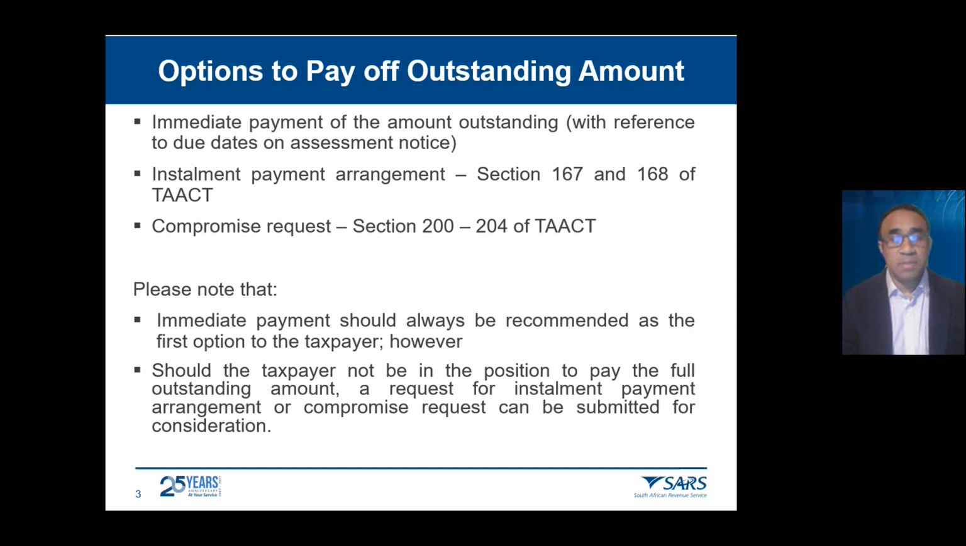If they don't use the correct payment reference number and the correct tax reference numbers, then the payment is going to be allocated incorrectly. And what will happen is that the amount will still reflect outstanding as per the assessment, because we cannot match up the payment that has been made with the debt that is owed.